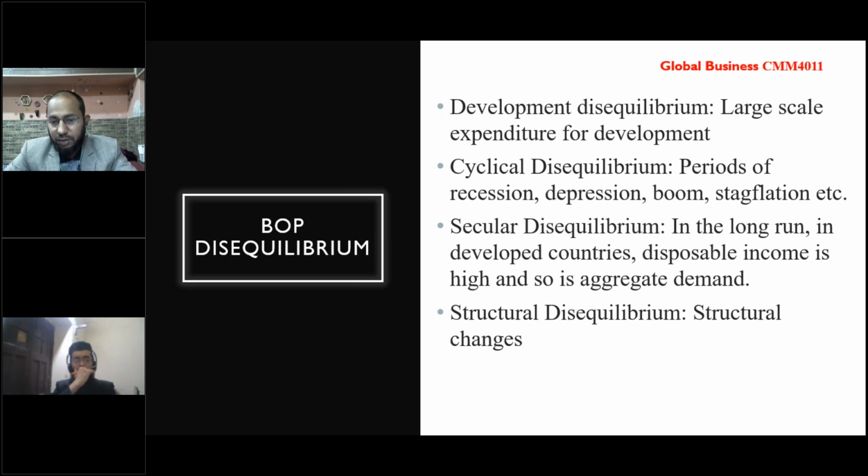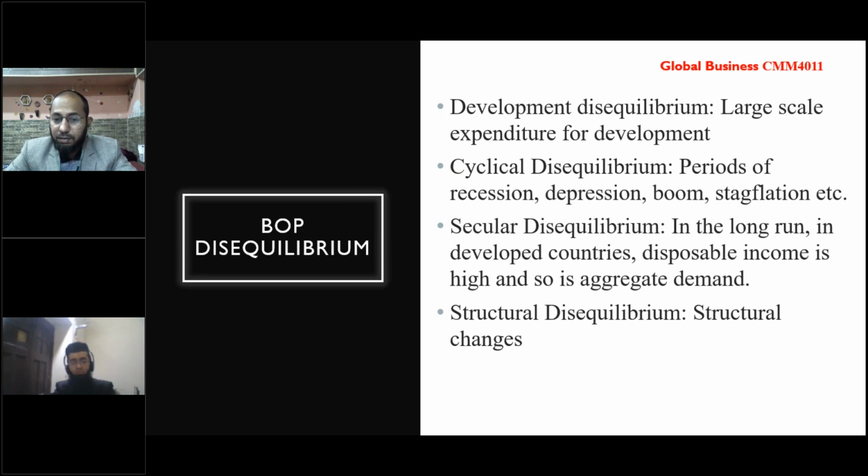The third is secular disequilibrium. This term secular is not a political term. In economics, secular means long term. So whenever secular comes in economics, in market and finance, it means long term. Secular disequilibrium means the disequilibrium which a balance of payment witnesses in the long term, in the long run.